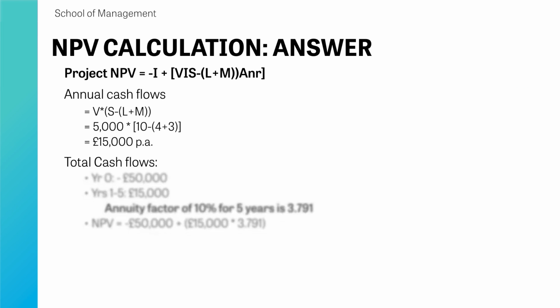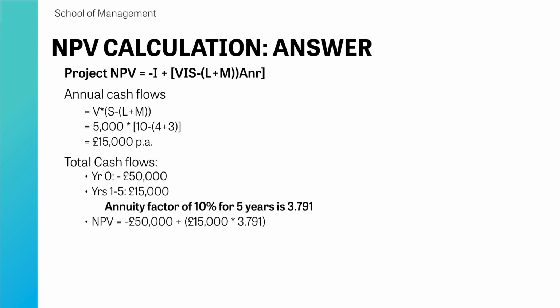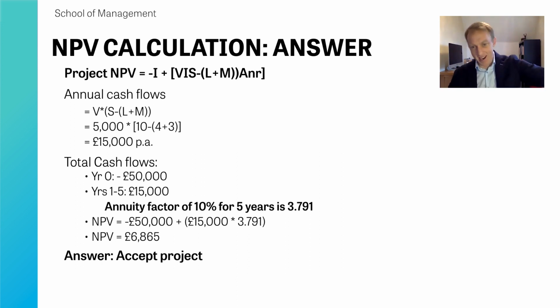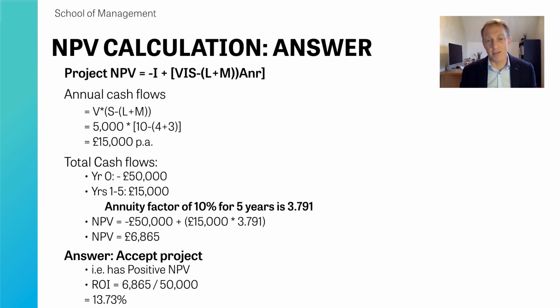Applying our annuity factor of 10% for 5 years, we can work it out to be 3.791, or we can get it from our discount tables. We multiply it by our annual cash flow, offset against our upfront investment today. Now that's a discount rate of 10%, and we get a net present value of 6865. That's great, wonderful, accept the project, happy days. It's net present value positive.